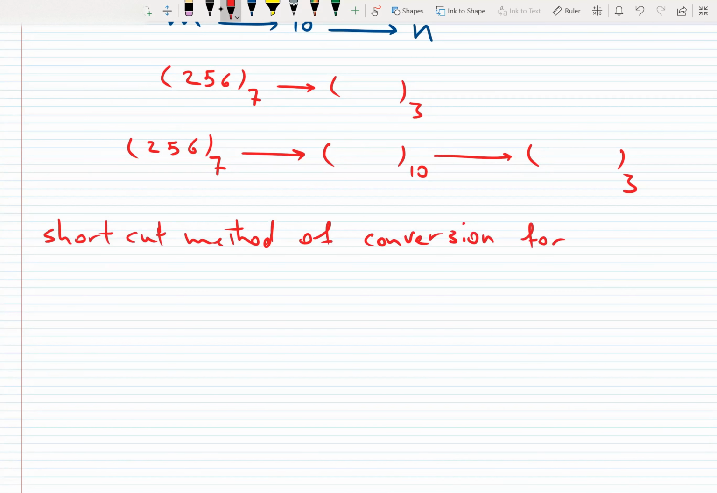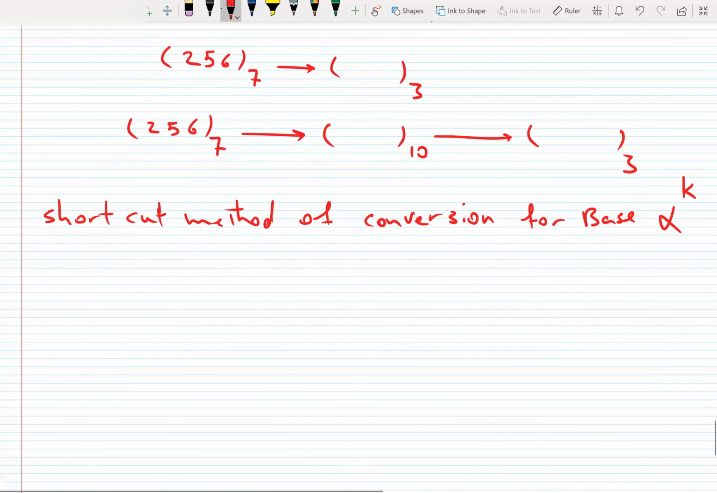for bases of the form alpha to the power of k. There are two different possibilities. First, we want to convert from a lower base to a higher base.